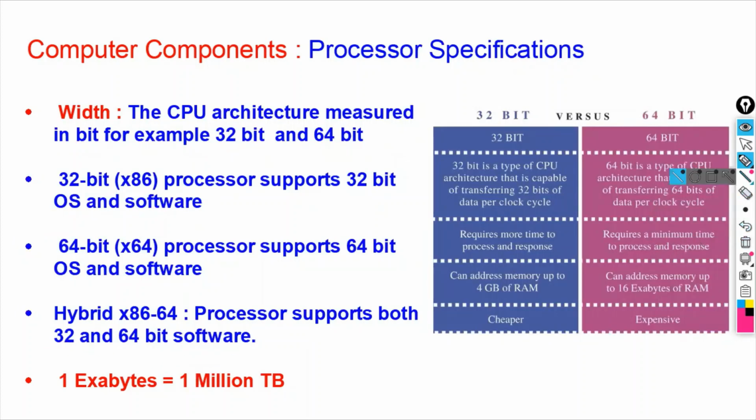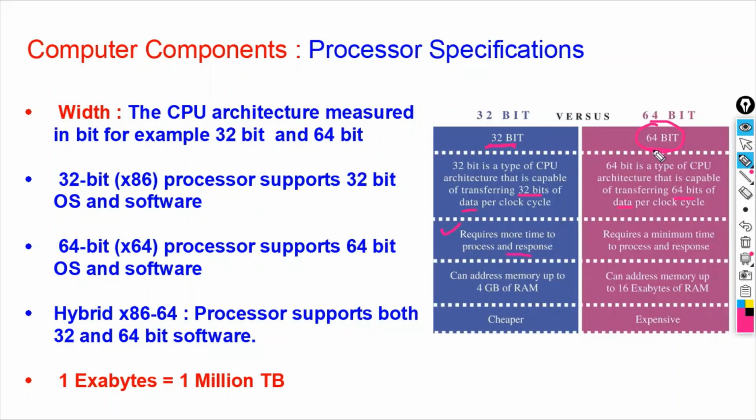Let us see the difference between 32-bit and 64-bit processors. 32-bit is a type of CPU architecture that is capable of transferring 32 bits of data per clock cycle, whereas 64-bit is a type of CPU architecture that is capable of transferring 64 bits of data per cycle. So a 64-bit processor is faster than a 32-bit processor, and requires less time to process and respond.